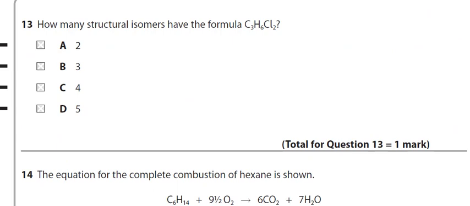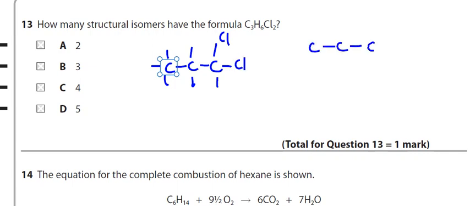How many structural isomers have the formula of this specific molecule? We can't name the molecule unless we draw the structure, right? So you have C3H6, and that means 6 plus 2 is 8, so it's an alkane, and you have the 2 chlorines. I'm going to put the chlorines on the same carbon, and just to save time, I'm going to put the hydrogens. You have no shortcuts here. You have to draw and see.